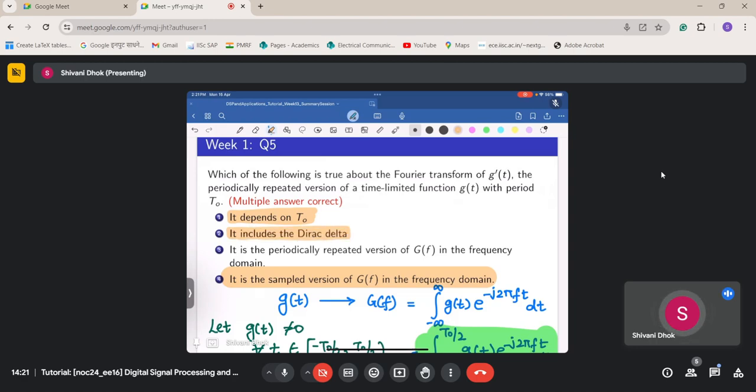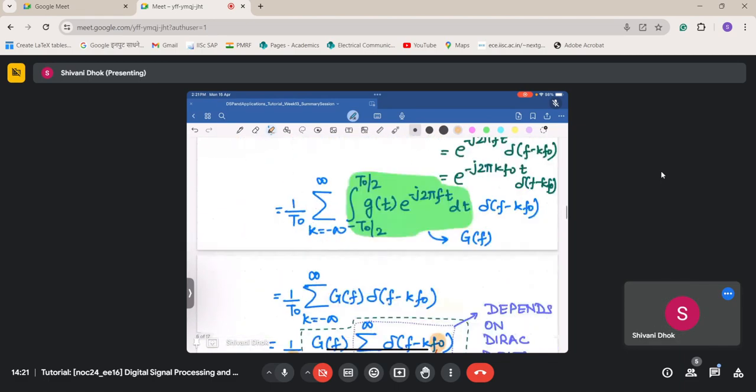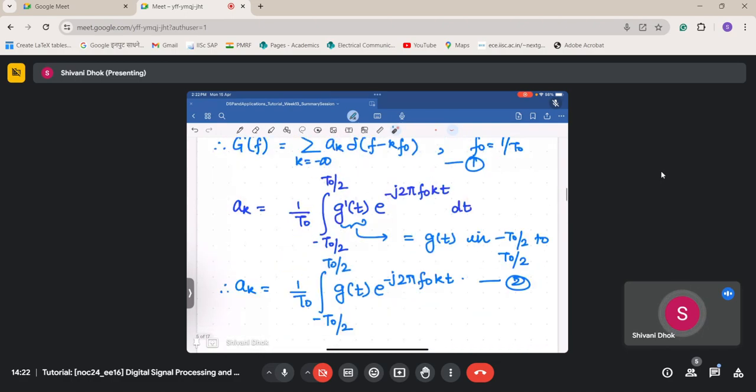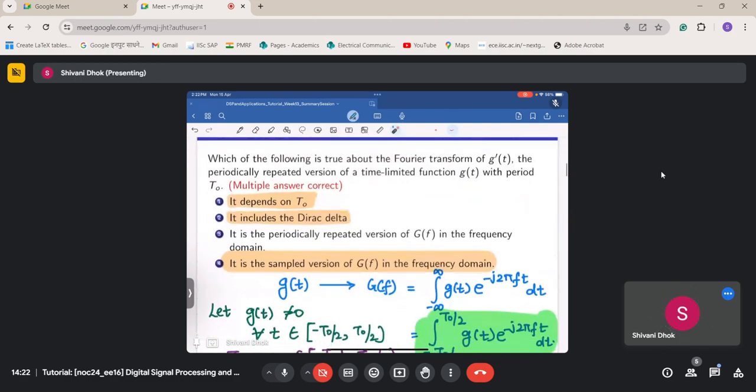And the third option is it is a periodically repeated version of g of f in the frequency domain. So if you observe carefully, this g of f is not getting repeated at every integer multiple of this f naught. What is happening is sampling. We are not at all having any repetition of this g of f, which means that no periodic repeatedness is coming up, and therefore the third option here is not correct. So by whatever we have solved just now, first option, second option, and this fourth option, that is A, B, and D, or 1, 2, and 4 are correct.